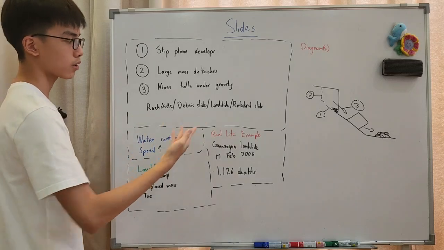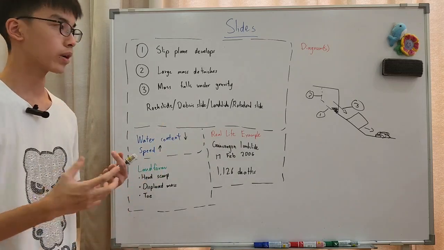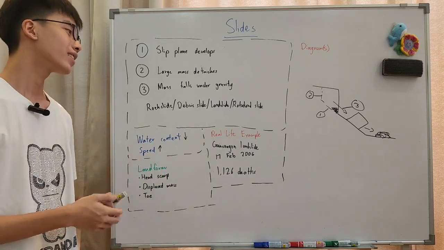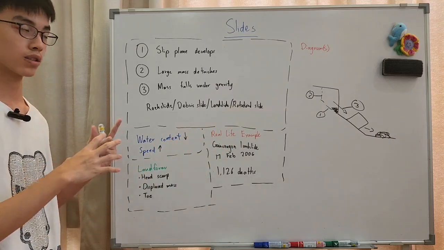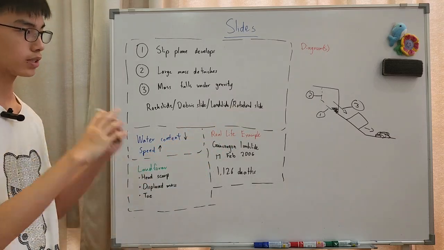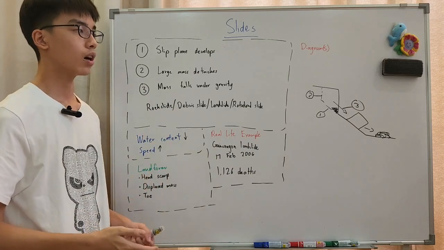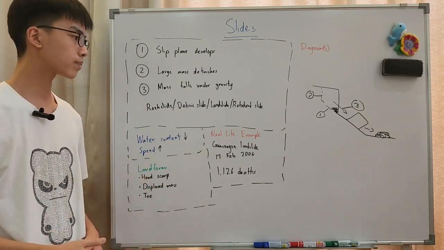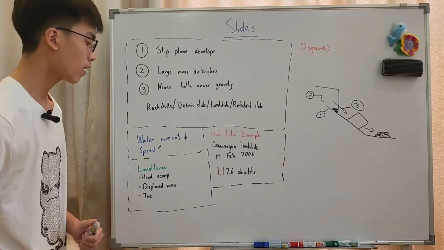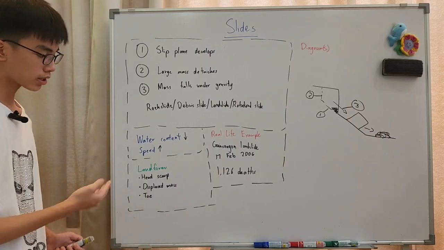So here are the different types of slides that can occur. Rock slide is when rocks are sliding. Debris slide, landslide is basically this when large entire mass of your slope is falling. Rotational slide is essentially a slump, which we'll cover in the next video, where you have a rotational slip plane, a curved slip plane.